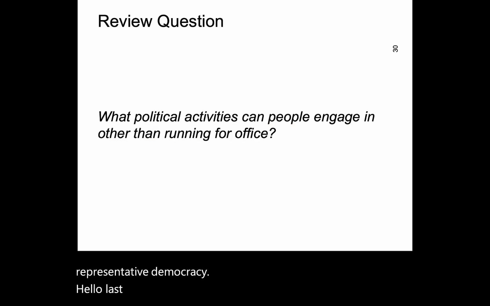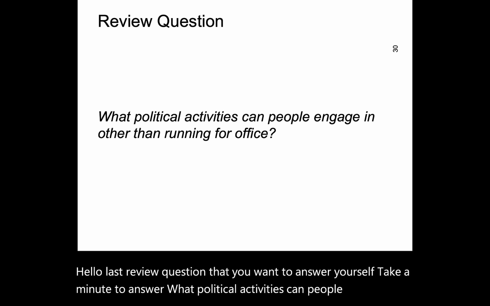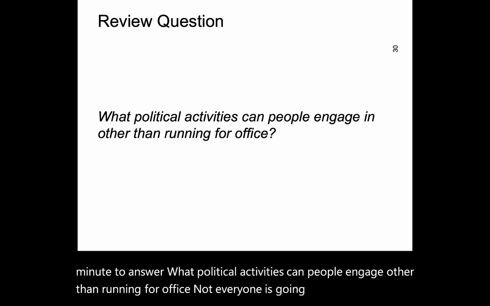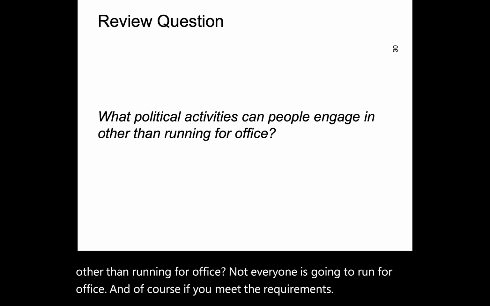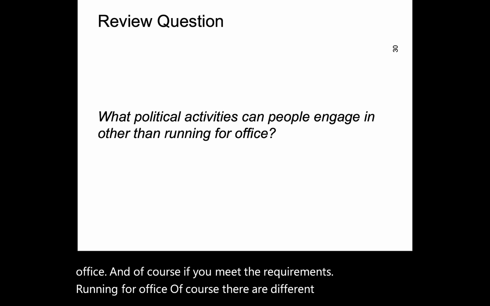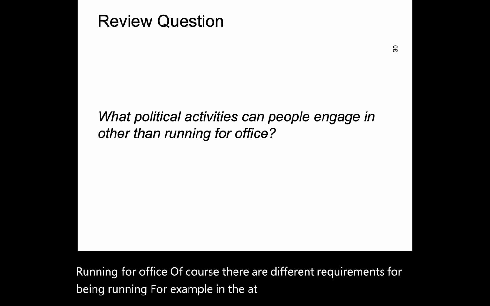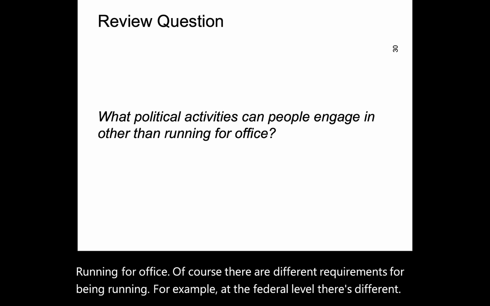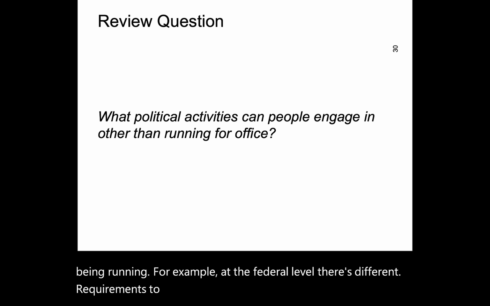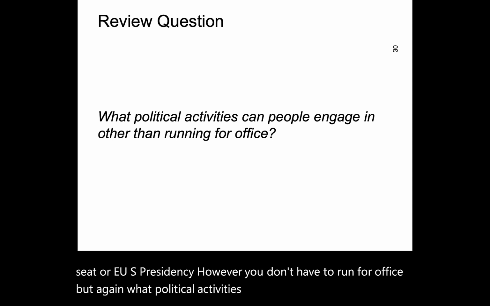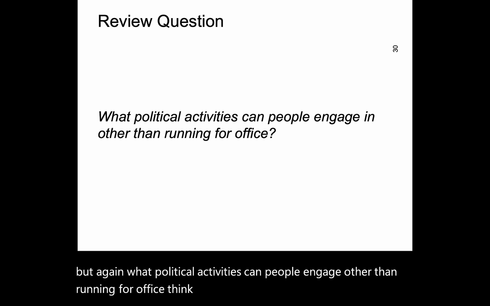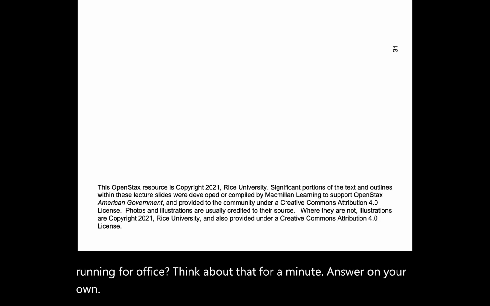Last review question that you want to answer yourself. Take a minute to answer. What political activities can people engage in other than running for office? Not everyone is going to run for office. And if you meet the requirements for running for office, there are different requirements, for example, at the federal level, to run for U.S. representative, U.S. Senate seat, or the U.S. presidency. However, you don't have to run for office. But again, what political activities can people engage in other than running for office? Think about that for a minute and answer on your own. Thank you, and that was chapter 1.